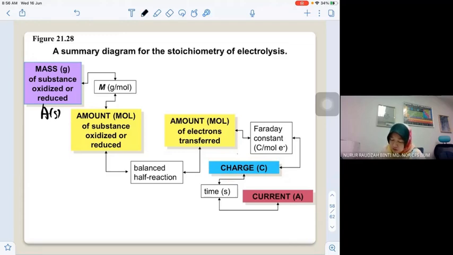After we get the charge, we can calculate the time or the current by using the equation Q equal to It, depending on what the question wants. Or it can be the other way around. From the current and the time taken, we can calculate the charge, and from the charge we calculate the moles of electrons. From the moles of electrons, we refer to the balanced equation to get the moles of the product, and then finally we can calculate the mass of the product.